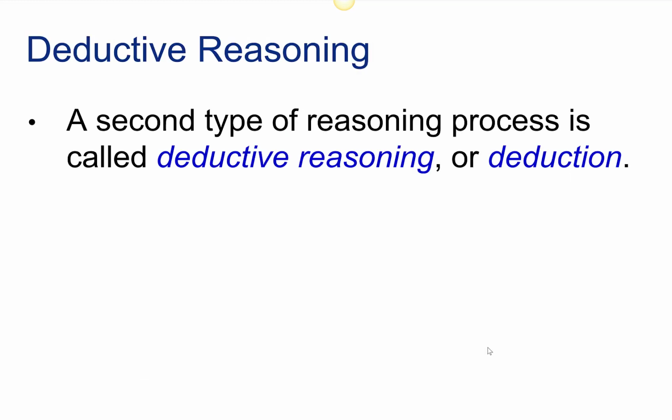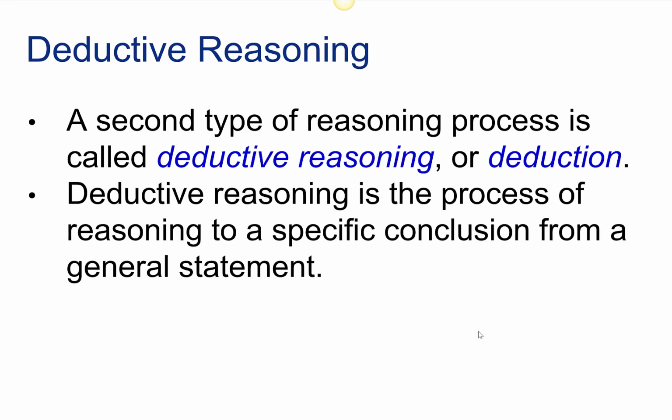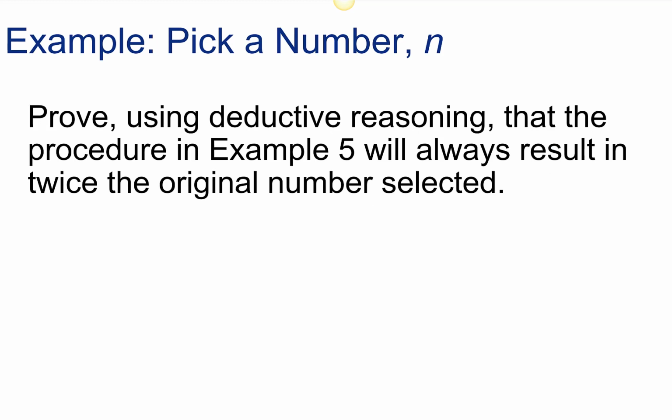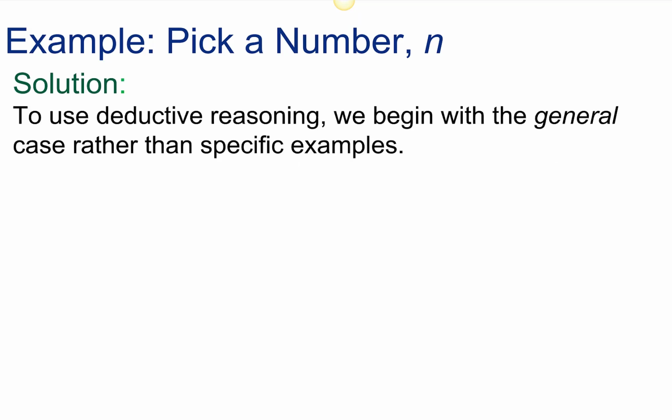Deductive reasoning is the second type of reasoning process, and this is where we go to a specific conclusion from a general statement. So again, we're going to show this in our pick a number example. Prove using deductive reasoning that the procedure we showed earlier will always result in twice the original number selected. And what we're going to do is start with a general number rather than a specific number. So we're going to pick a number and we're going to call it n.